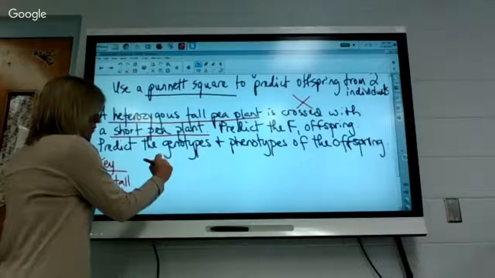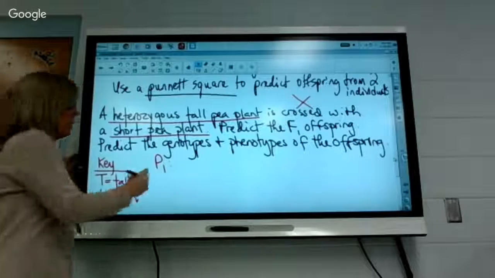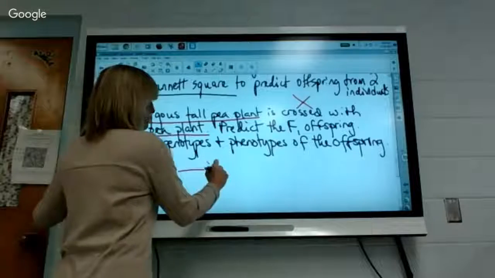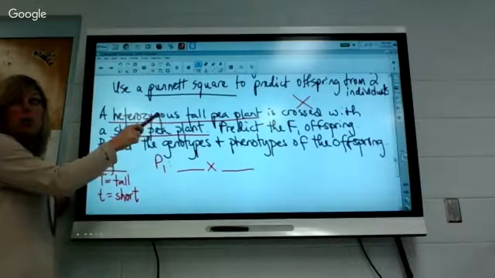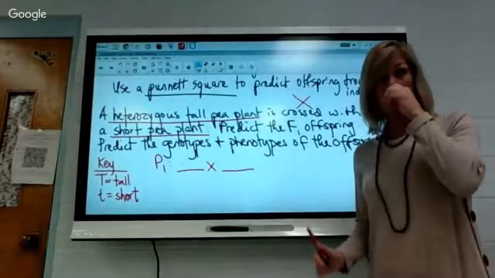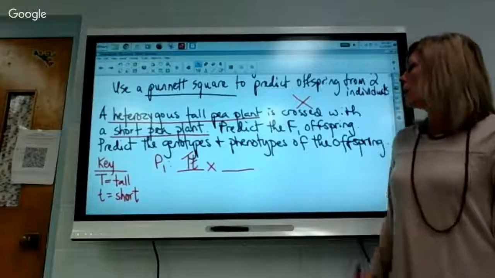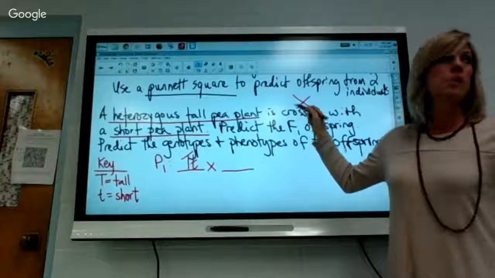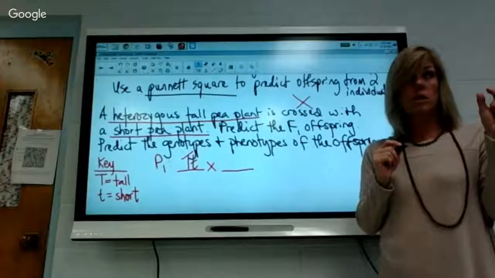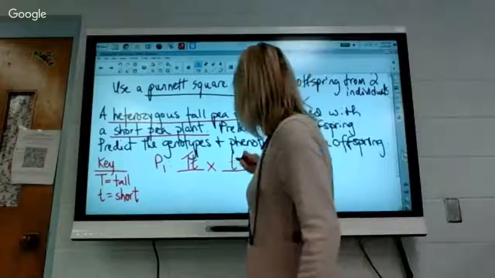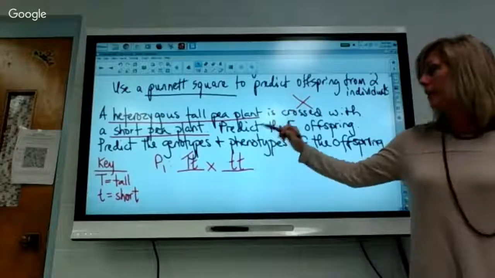All right, so we're going to do this. You write P1, parent generation. These are the two parents. What is the first parent? Heterozygous tall. What does hetero mean, different or same? Right, so we're going to put big T, little t, crossed with our second parent. Short. What's the genotype for short? Right, you have to have two little t's, because otherwise the big T would take over. Now you've gotten some credit. You got your key, you got your parents.